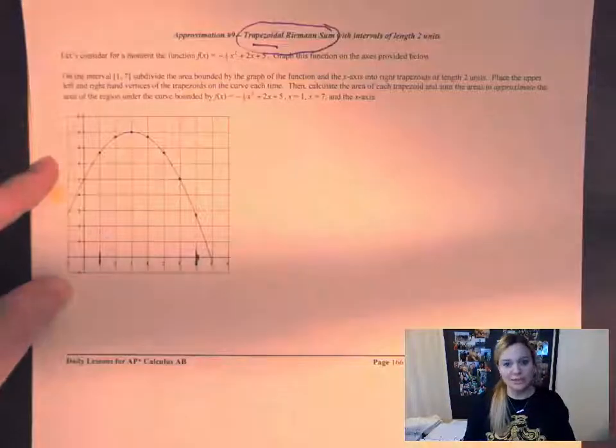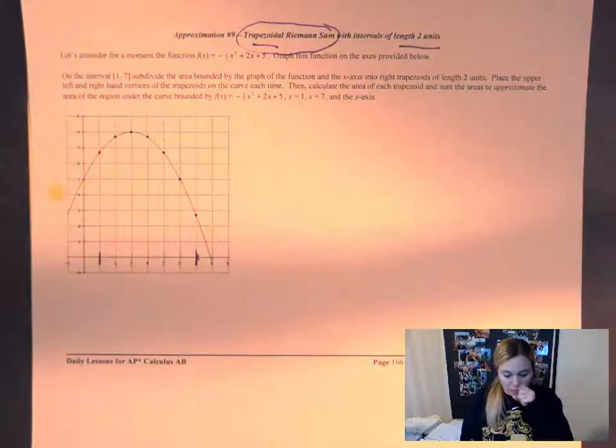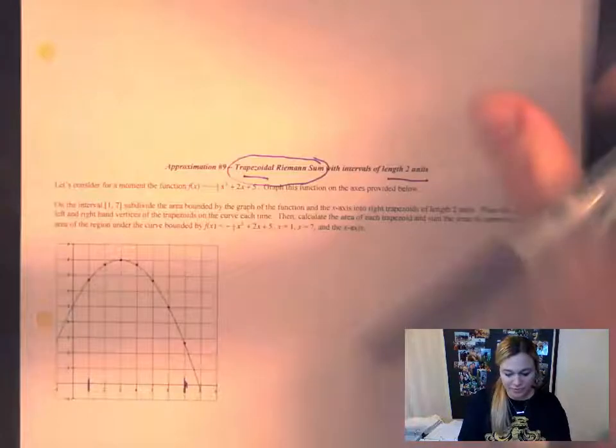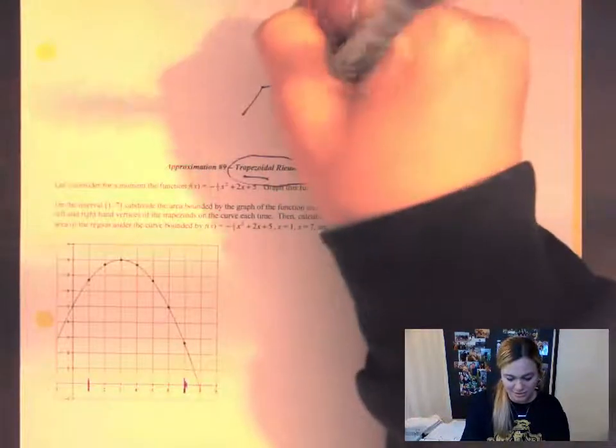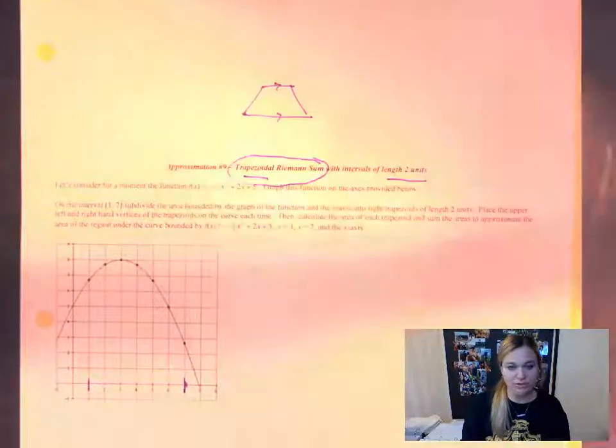If it just says Riemann sum, we make rectangles. This is a length of 2 units. So most people, when they think of trapezoids, they think of them like this, like a Pizza Hut sign or something. These two sides are parallel, the other two are not.